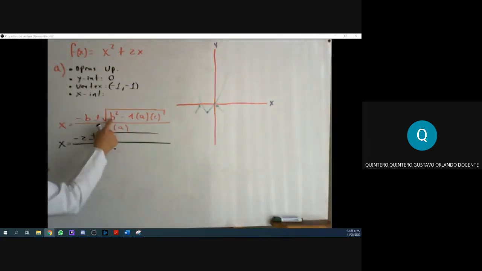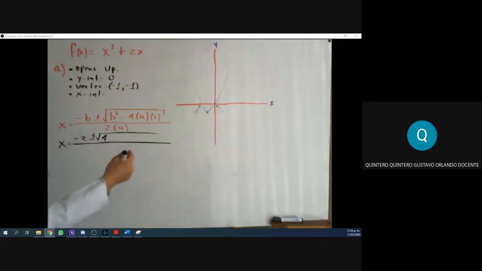Again, I am saying b squared, and since b is 2, I did already a 4. 2 squared, right? Minus 4 times a times c. Okay, so 4 times 1 times c. But c is 0, right? All of that over the value of 2 times a, which is 1.